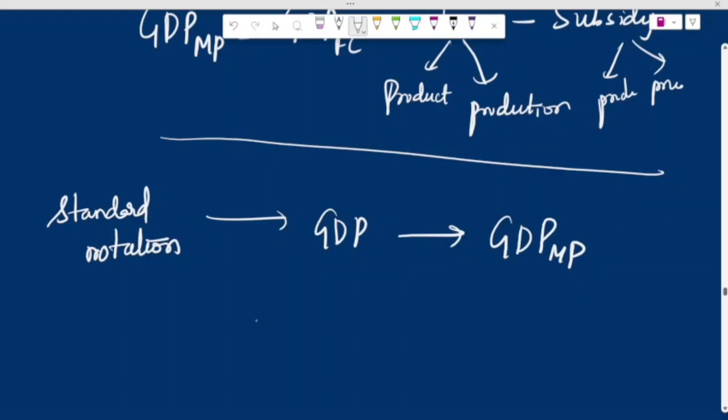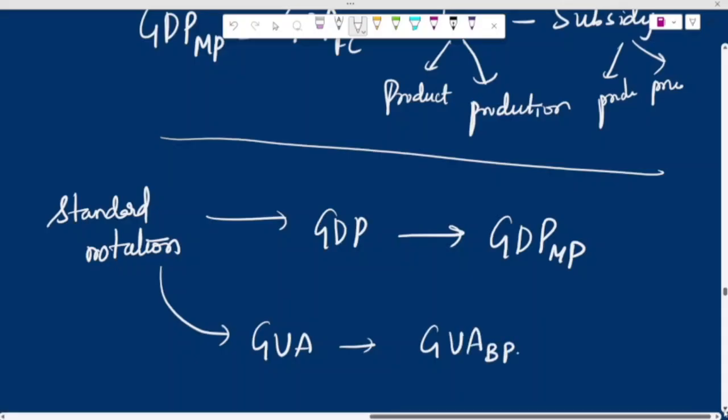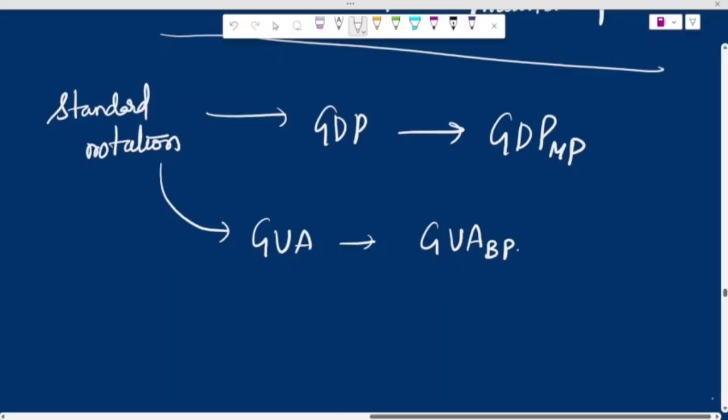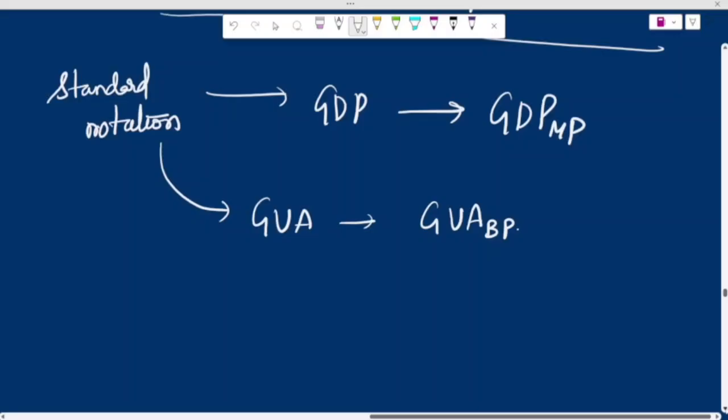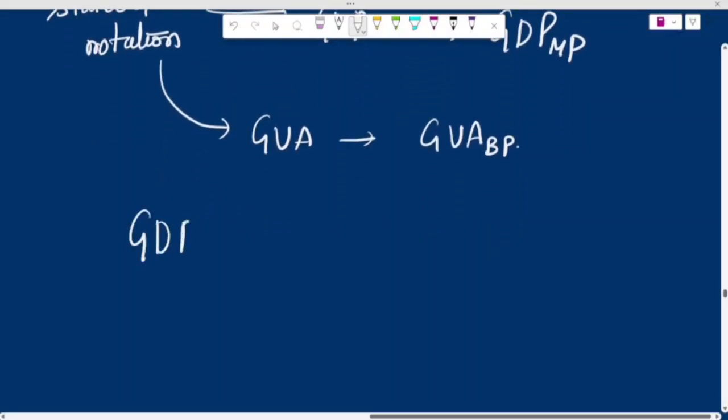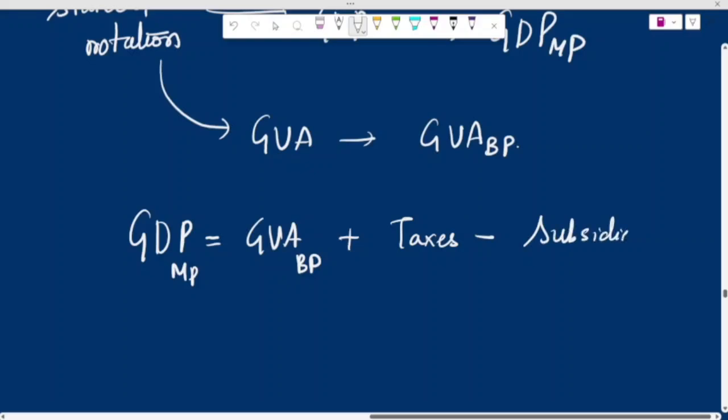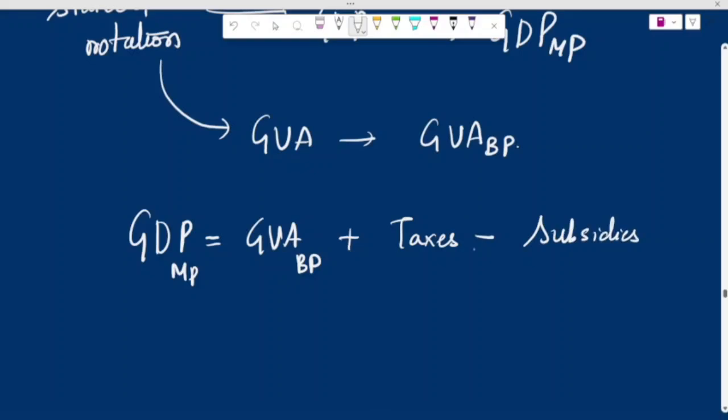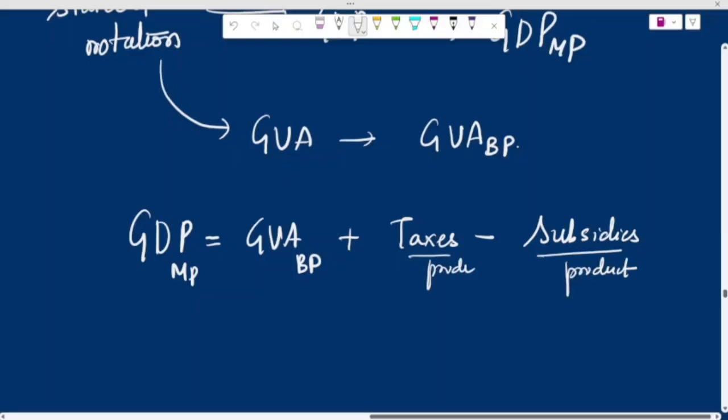Then whenever you see gross value added, you should conclude that gross value added at basic price is nothing but gross value added plus production tax minus production subsidies. So GDP MP equals GVA at basic prices plus taxes minus subsidies. Fine. So here it is product taxes minus product subsidies.